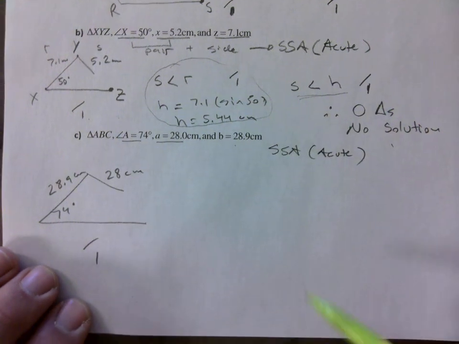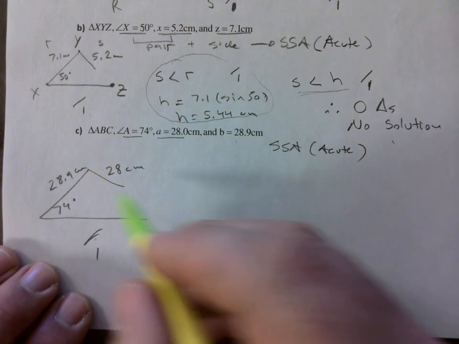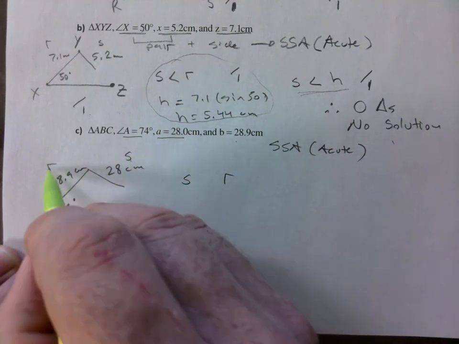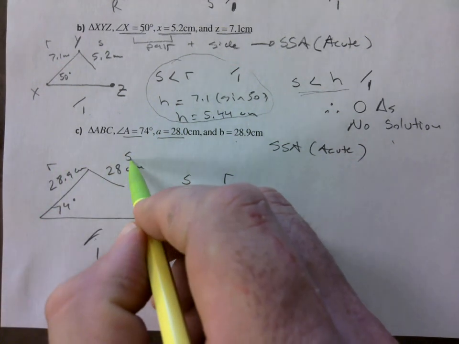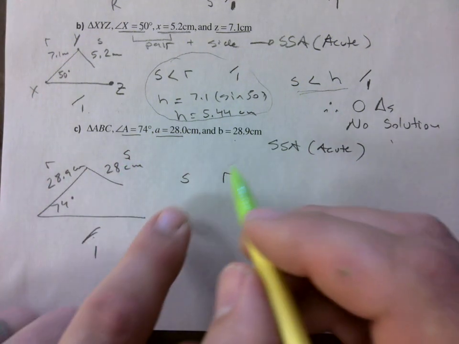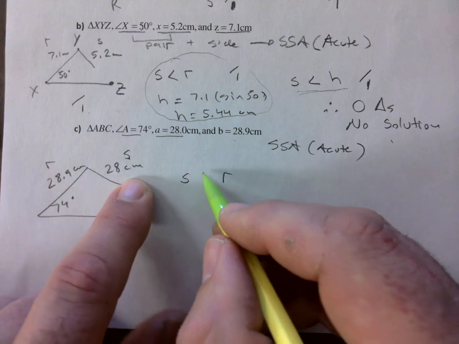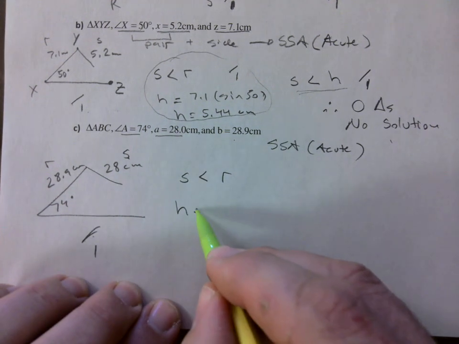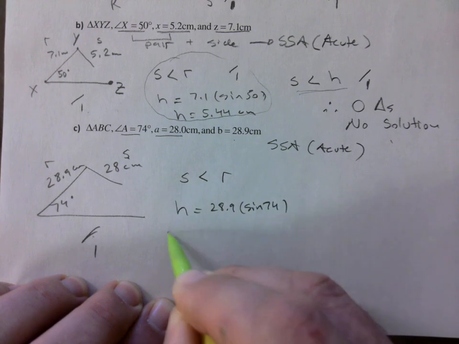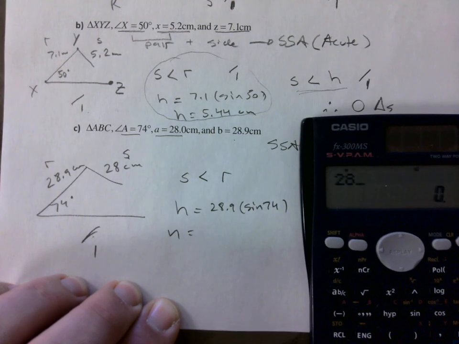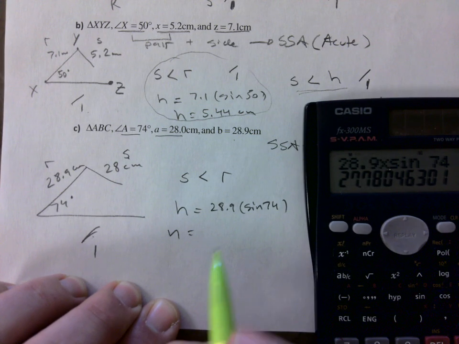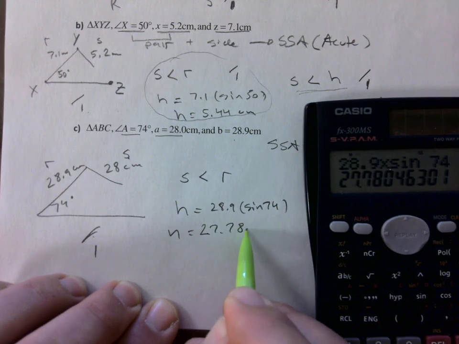Okay. Next, 1 mark for diagram. I have to compare string and rod. So this is your rod, this is your string. Please make sure you do this, because otherwise you have to use the letters that are there. But if you do this, we're fine. I noticed that's slightly shorter, but it is shorter. I must find the height. So it's 28.9 times sine of 74. 27.78, yeah, thank you. 27.78 centimeters.